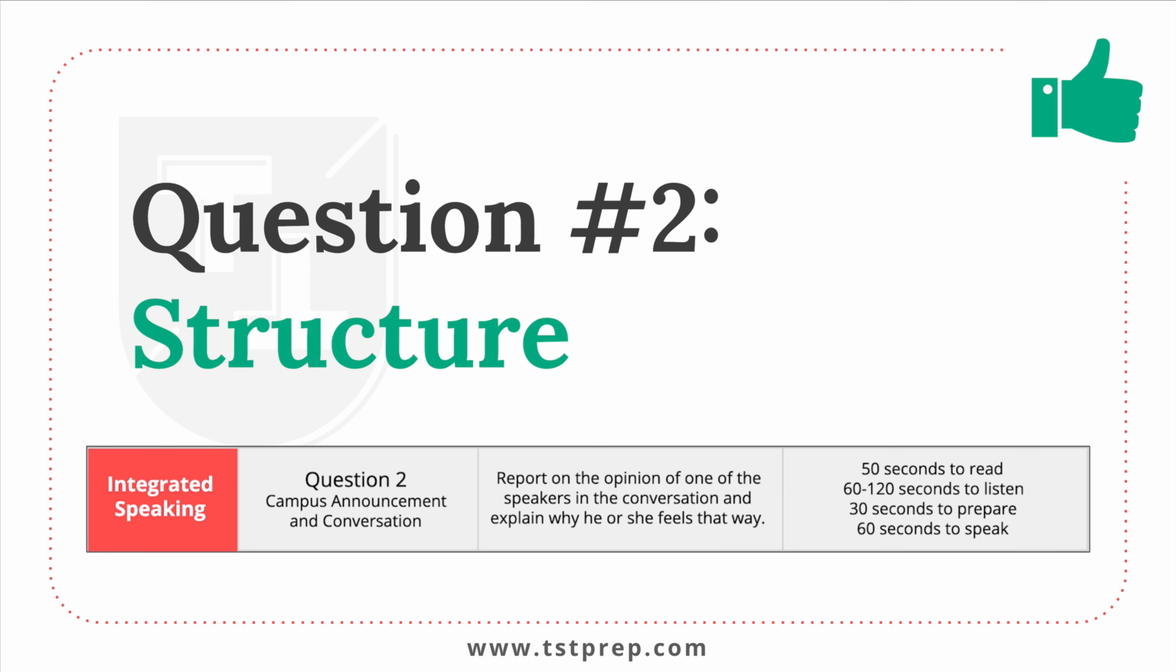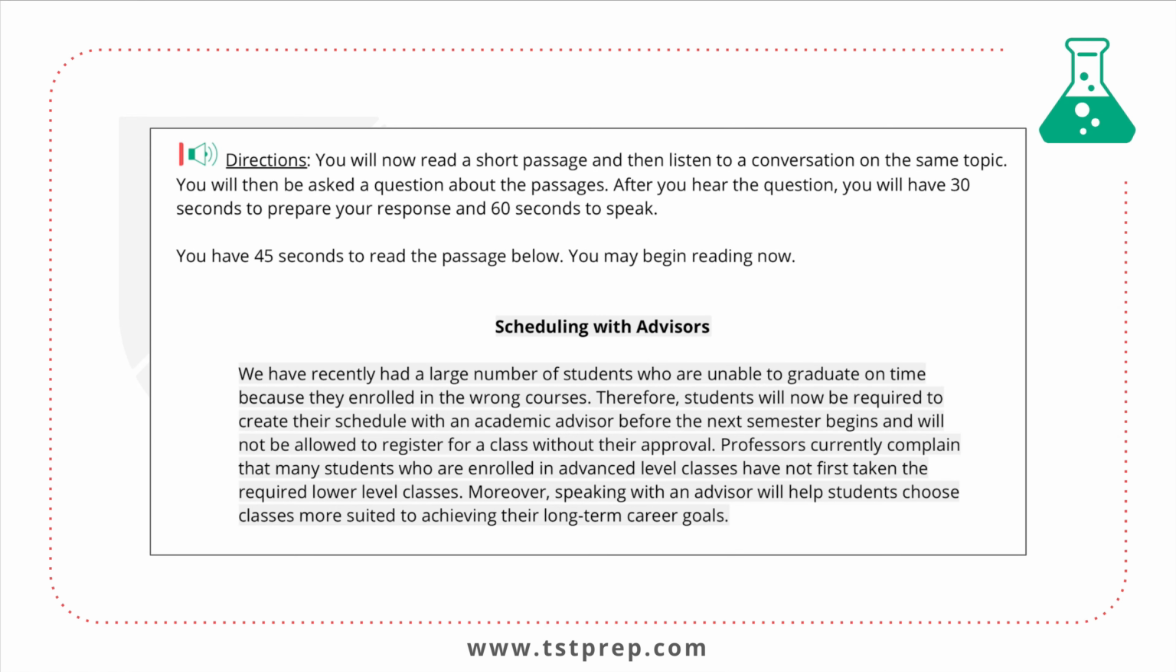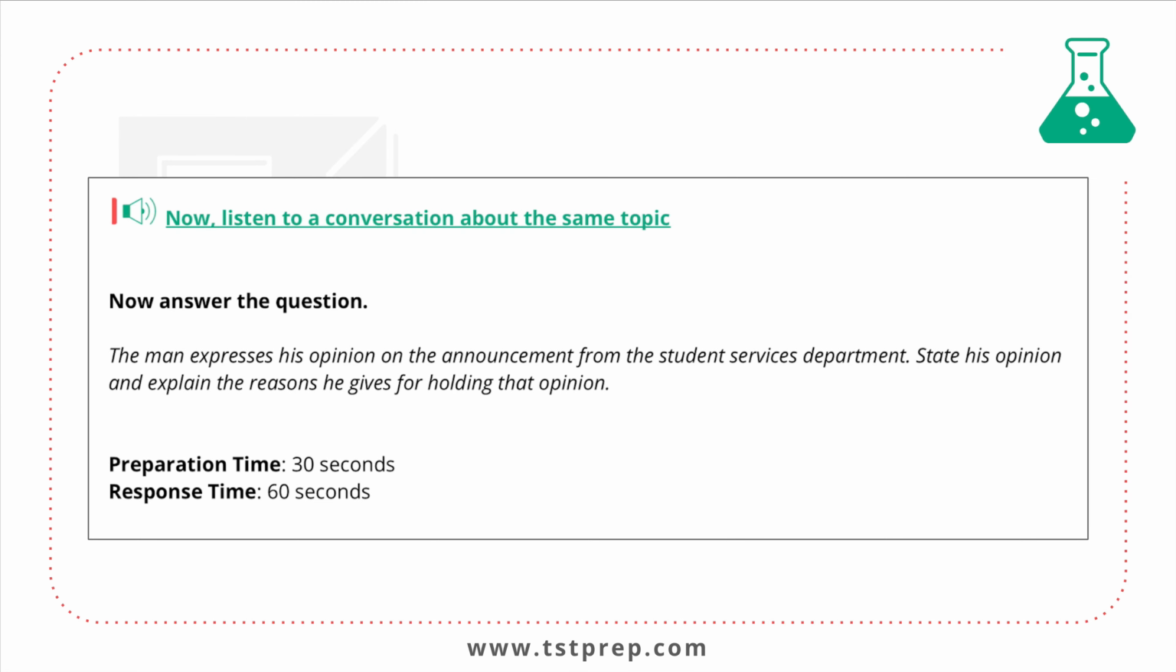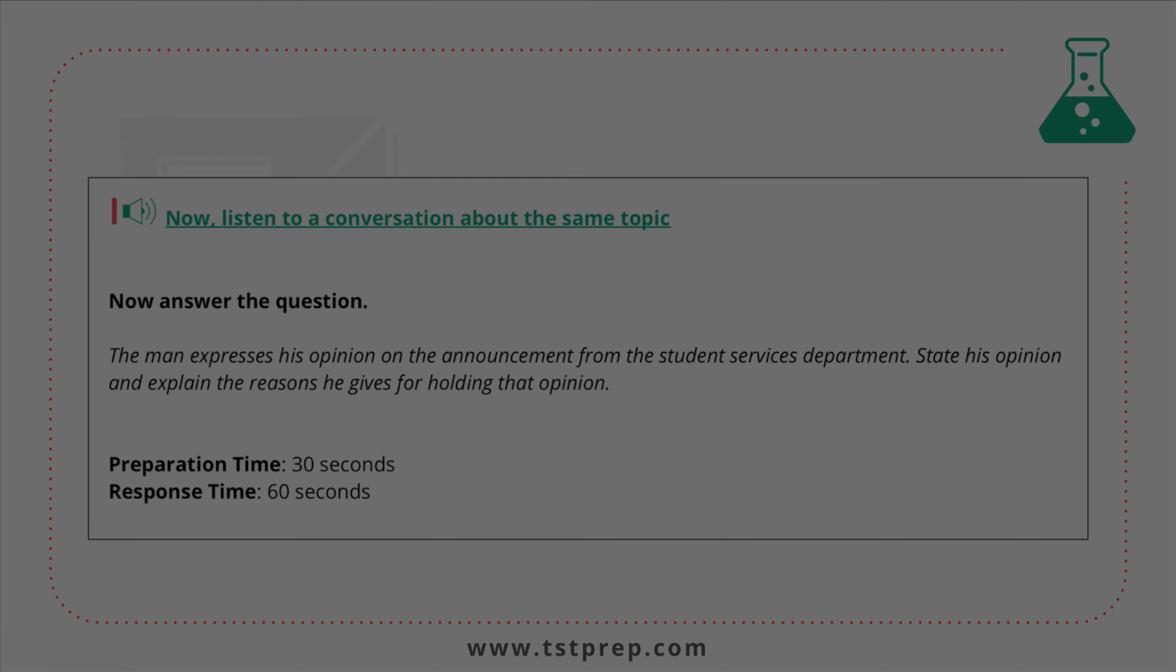Question 2 is a campus conversation. You have 50 seconds to read, about 90 seconds to listen to a conversation about the reading, 30 seconds to prepare, 60 seconds to speak. This is an example of a reading passage from TST Prep's complete test, and this is what the question and the link to the listening will look like.